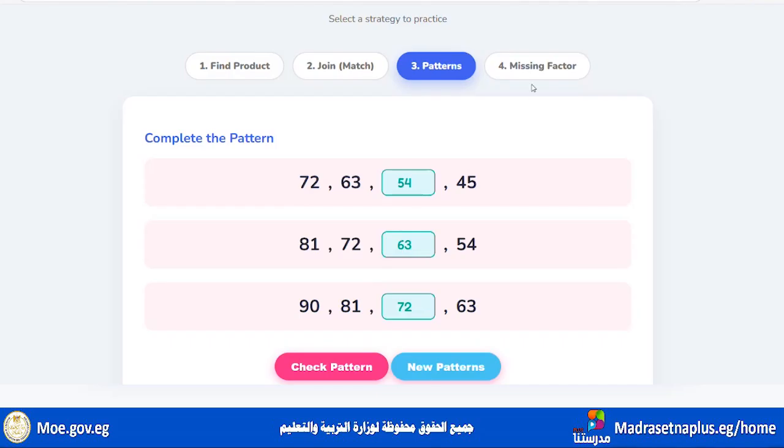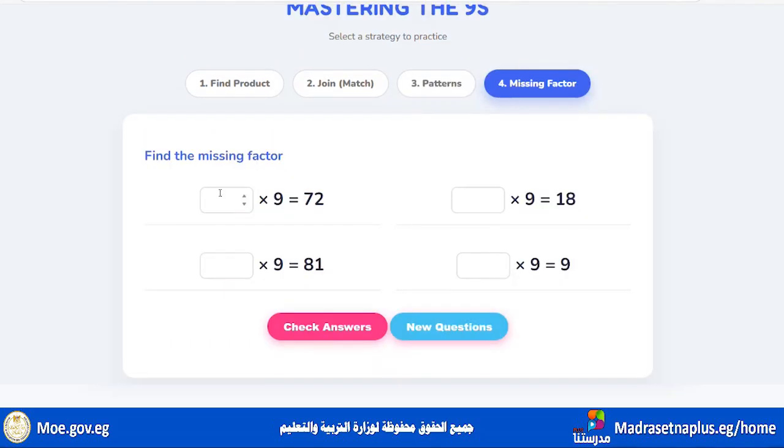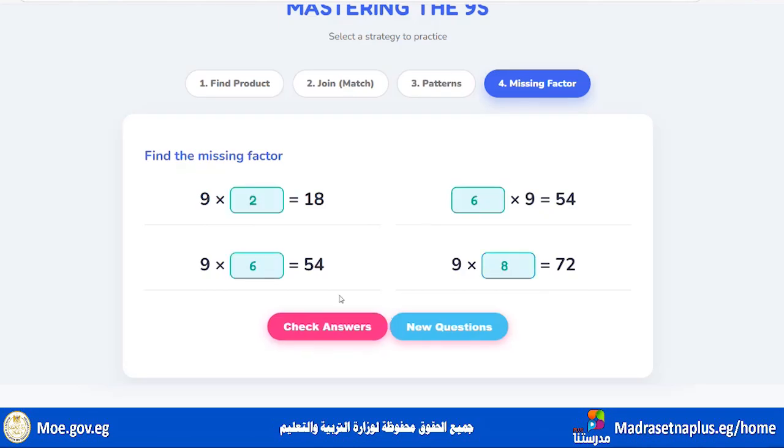Great. What about the missing factor? Yes. What times 9 equals 72? Table 9, multiples of 9. Which number is missing? 8. Yes. Which number times 9 equals 18? 2. Yes. Yes, 9. Yes, 1. 9 times what equals 18? 2. Here, 9 times what equals 54? 6. Yes, look, they are opposite. 6, 8. Check. Great. I think we got all.